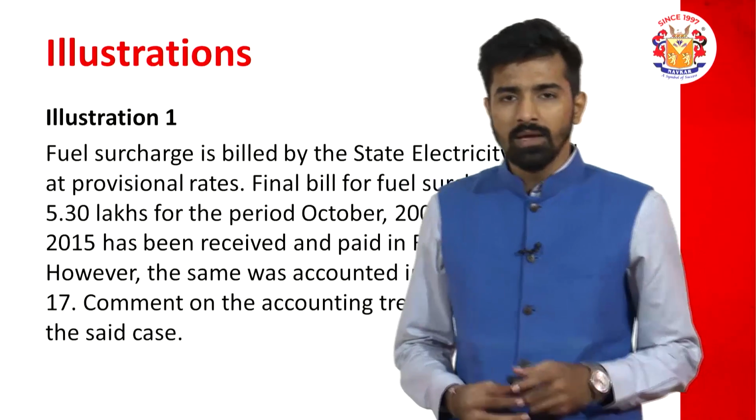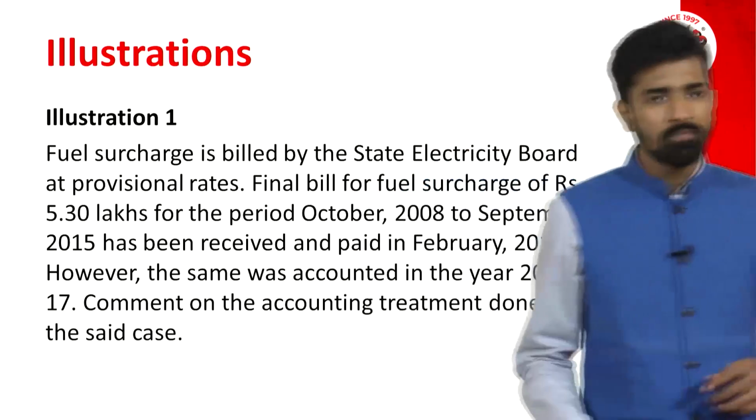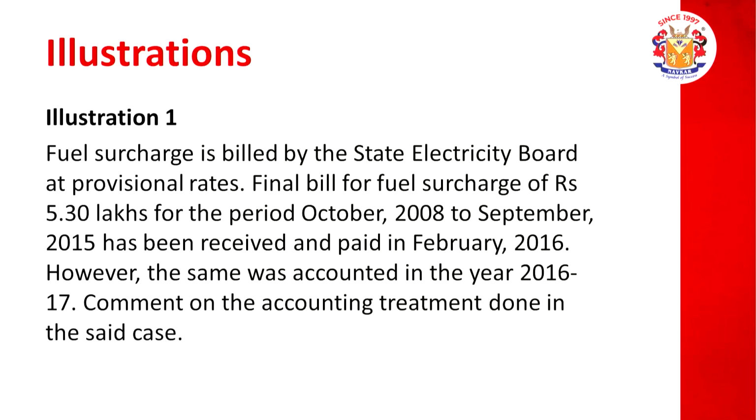Illustration number one, which says that fuel surcharge is billed by the State Electricity Board at provisional rates. Final bill for fuel surcharge of rupees 5.3 lakhs for the period October 2008 to September 2015 has been received and paid in February 2016. However, the same was accounted in the year 2016-17. Comment on the accounting treatment done in the same case.